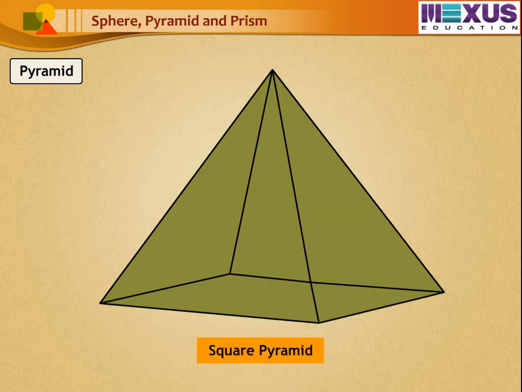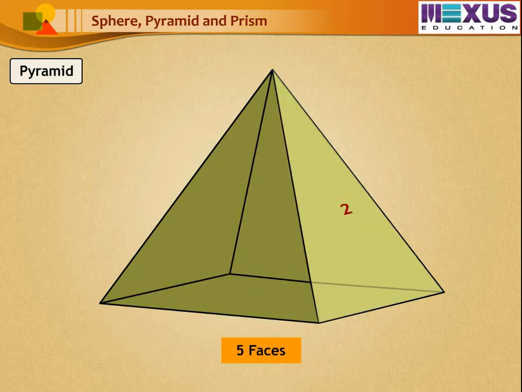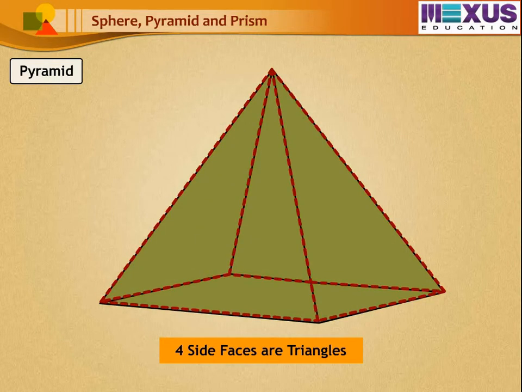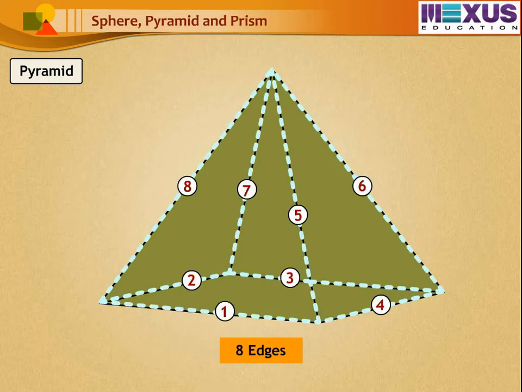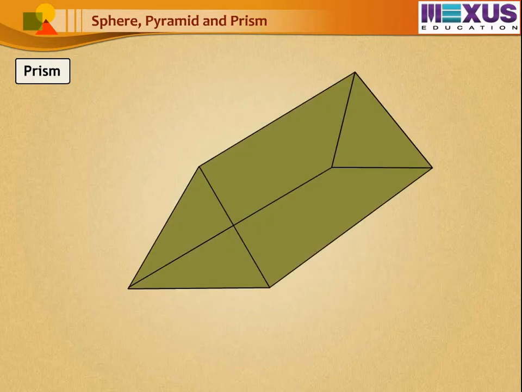Here is square pyramid. Its base is square. It has 5 faces. The 4 side faces are triangles. It has 5 vertices. It has 8 edges. Here is the diagram of prism.